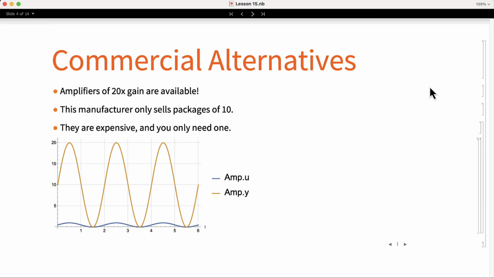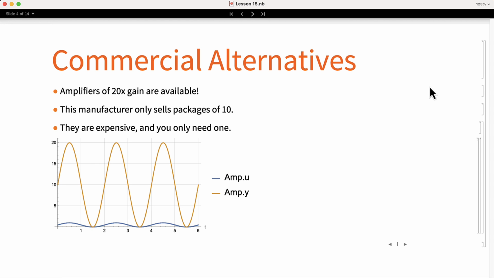The first natural thing to do is to look in catalogs from different manufacturers in order to find if there is a solution that fits your needs. And it turns out that you're lucky and you find a manufacturer that sells amplifiers with a gain of 20x. You can simply buy it and solve the issue. But there is one issue. This specific manufacturer only sells boxes of 10 amplifiers. You will need to buy 10 even if you only need one. Additionally, the amplifiers are a bit expensive.